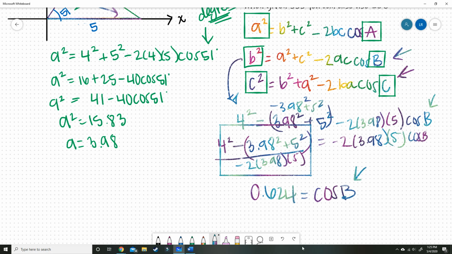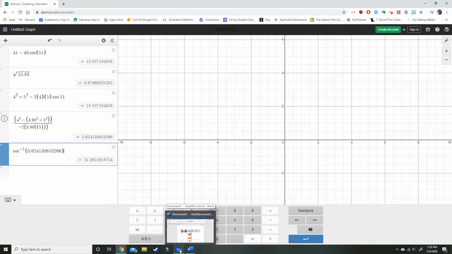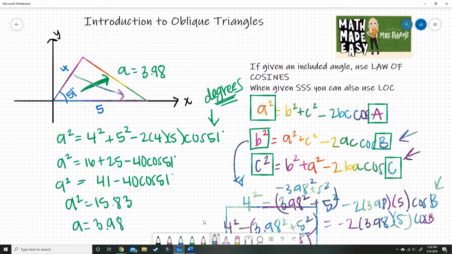Well, if we want to get b alone, we need to do the inverse cosine. So the inverse cosine is going to give us b. So let's go back to the calculator and do the inverse cosine. I'm going to type out as many of these numbers as possible so that it's accurate. And so that angle there is about 51 degrees. So this angle here is about 51 degrees.